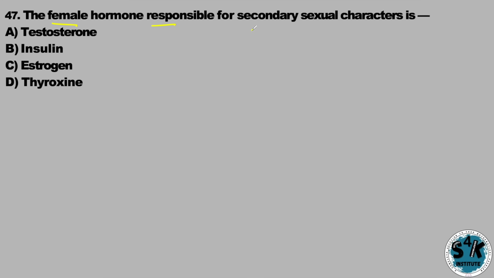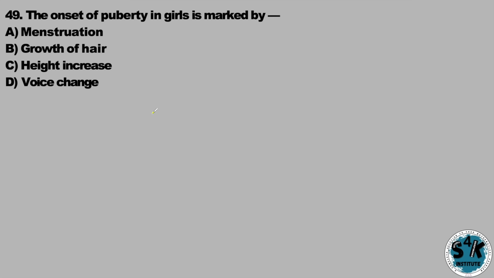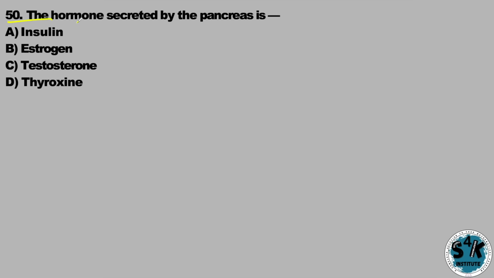The female hormone responsible for secondary sexual characteristics is estrogen. The voice box is called larynx. The onset of puberty in girls is marked by menstruation. The hormone secreted by pancreas is insulin. Okay.